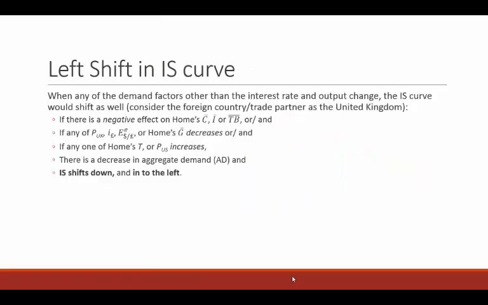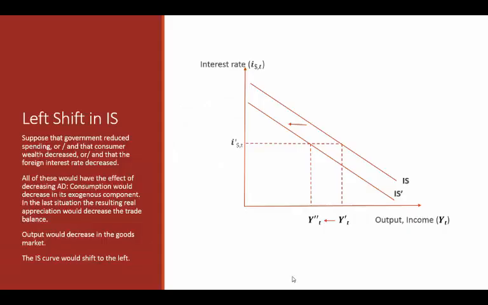Similarly, a left shift of the IS curve will be brought about by any of the demand factors other than the interest rate or output changing. The specific directions for the respective variables are again listed here. If any of these changes takes place, the IS curve shifts down and to the left. This is again depicted here. If, for example, taxes are increased in this economy, then the IS curve will shift down from IS to IS', and this will result in output falling from Y' to Y'' at the same interest rate level.